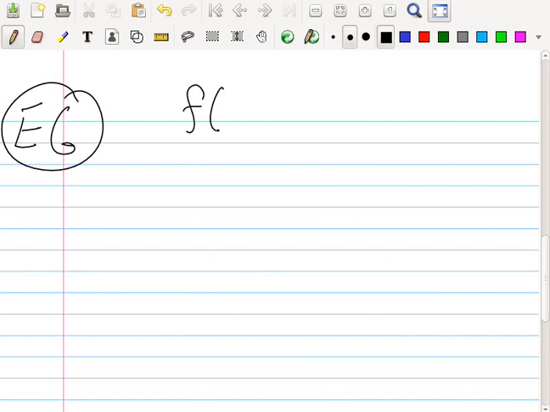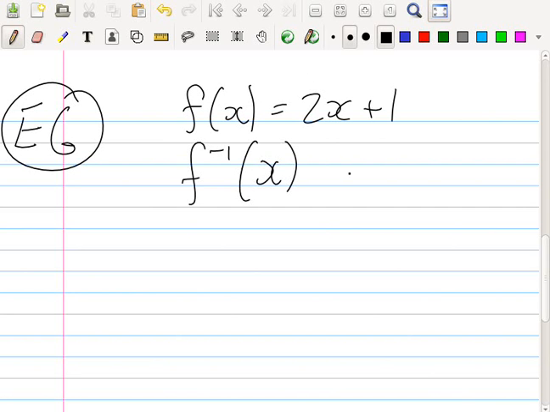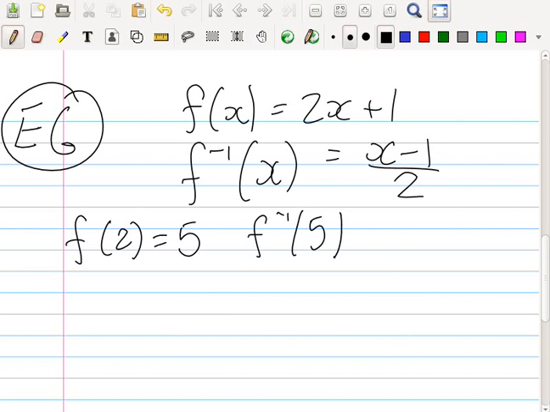Okay, let's take f(x) equals 2x plus 1, and then f inverse of x equals x minus 1 over 2. Now, this isn't a proof, but let's just check for ourselves to see that it's true. So what does f of 2 equal? 5. And what does f inverse of 5 equal?